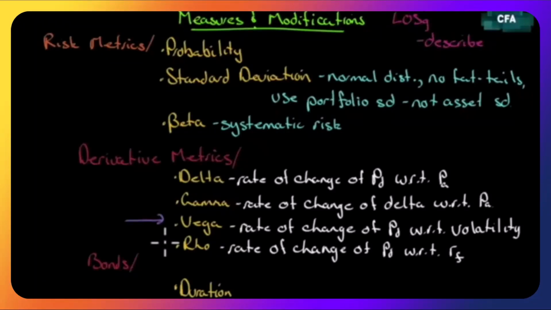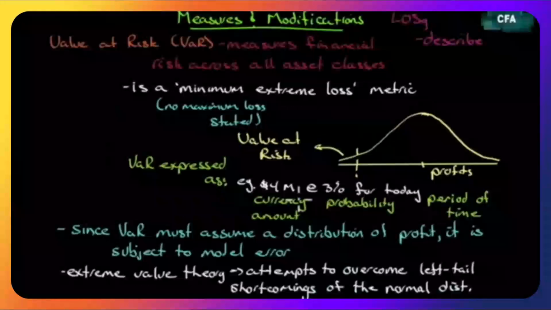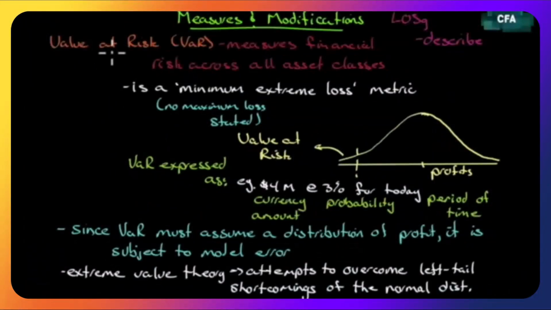And for bonds, our risk metric there that we looked at was a measure called duration. Another risk measure we'll introduce here is value at risk, just shortened as VAR. It measures the financial risk across all asset classes. It's expressed as a minimum extreme loss metric. And there's no maximum, it just sort of gives a minimum. So let's just think about, here's the distribution of profits that we can expect. And we might set a left tail limit and determine, well, how much can we lose? What's our value at risk over here?